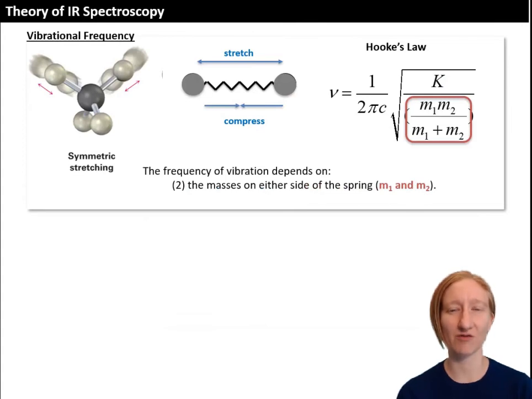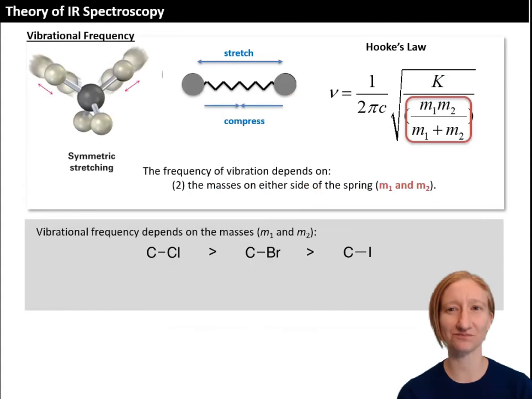And here we can think about carbon-halogen bonds. We can compare chlorine to bromine to iodine. And we'd expect that as we move from chlorine to bromine to iodine, as the masses get larger, the vibrational frequency would get smaller. And again, that is what we see. A carbon-chlorine bond will have a frequency of about 750 wave numbers, a carbon-bromine bond about 600 wave numbers, and a carbon-iodine bond about 500 wave numbers.